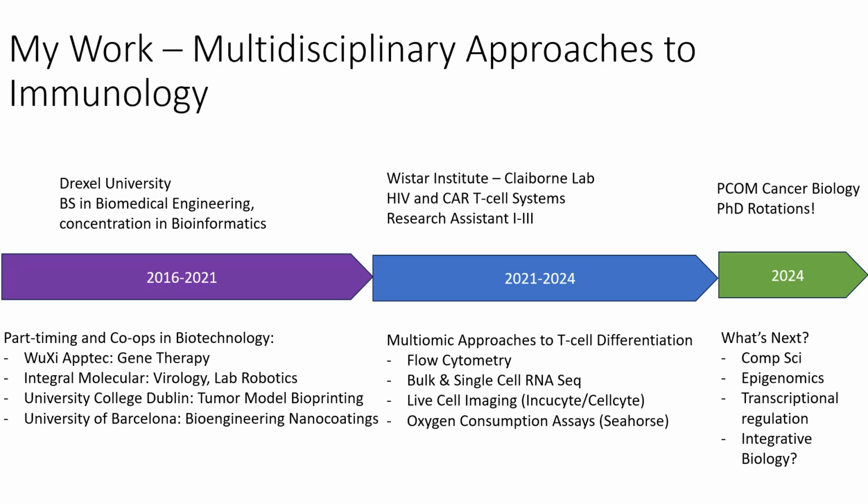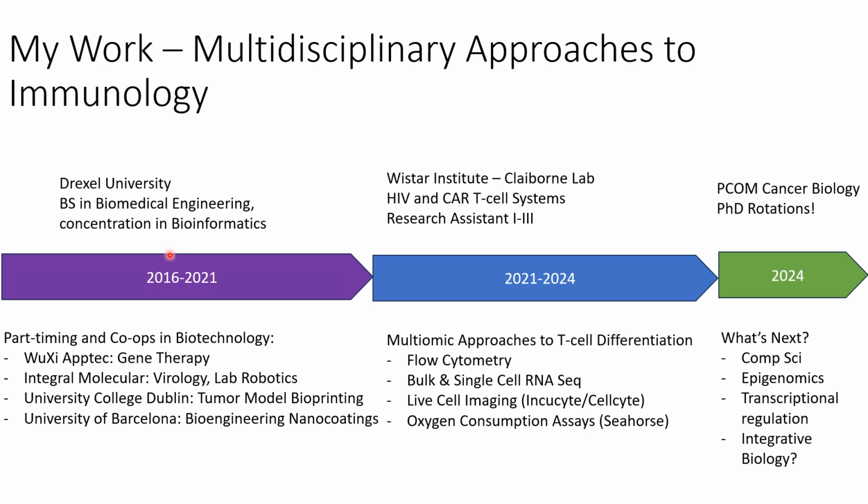So my background is mainly in biomedical engineering. I took a concentration in bioinformatics in my bachelor's, and I also took a lot of part-time jobs in biotechnology all over the place: gene therapy, laboratory robotics, virology, bioprinting, nanocodings, a lot of material and computer science automation sort of work. And in the last 3 years, I've been working with the Claiborne lab and really focusing my direction in an immunological angle.